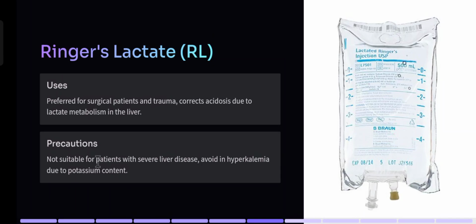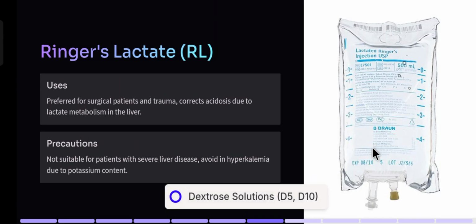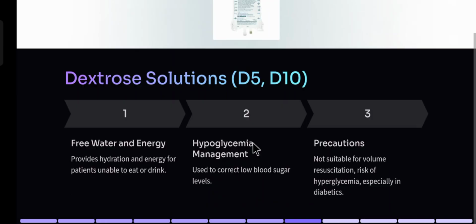2. Precautions. RL should be avoided in patients with severe liver disease because their liver may not metabolize lactate effectively, potentially leading to a buildup of lactic acid. Additionally, RL contains potassium, so it's not suitable for patients with hyperkalemia, elevated potassium levels, as it could exacerbate the condition. Slide 7. Dextrose solutions, D5-D10.